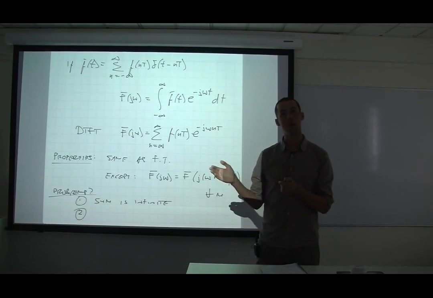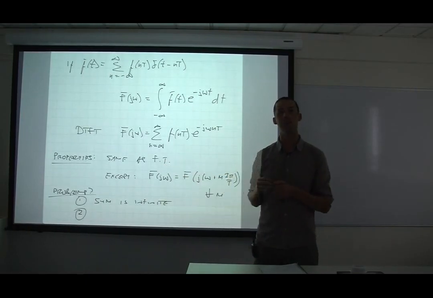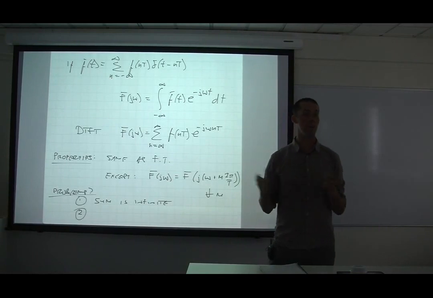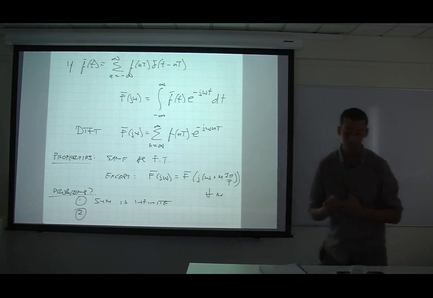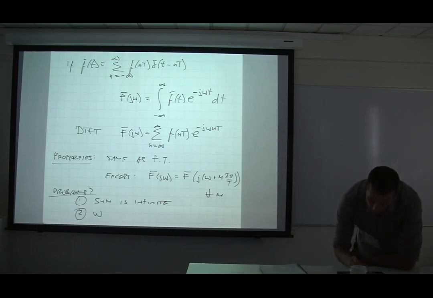The problem is we can't evaluate all of the values of the spectrum in frequency. So we've got to choose a finite set and just evaluate enough of them so we can see what the pattern is. So omega is continuous.